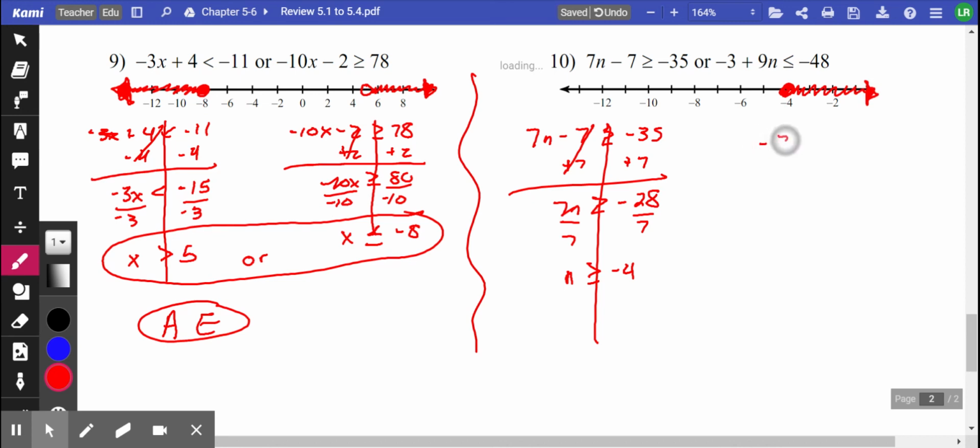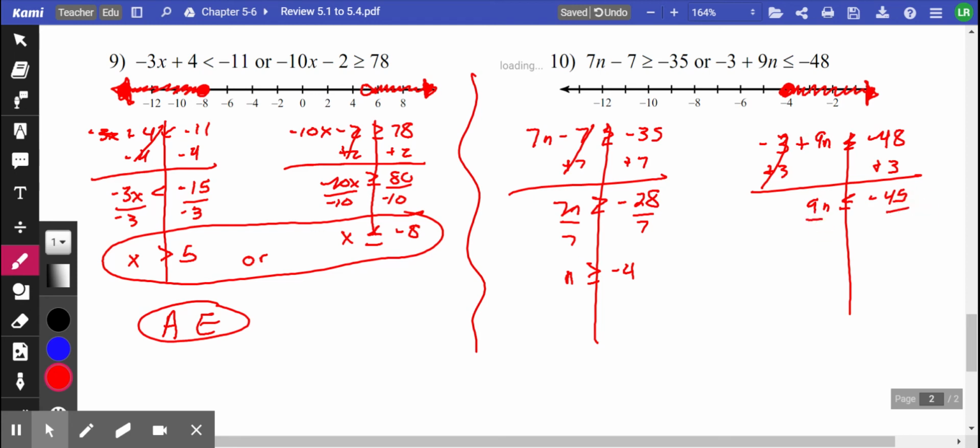The second part, negative 3 plus 9n is less than or equal to negative 48. Add 3 to both sides. I get 9n is less than or equal to negative 45. Finish him. I do not need to flip because that's a positive 9. Now n is less than or equal to negative 5. You close dot here, going to the left. There's a lot of solutions here.